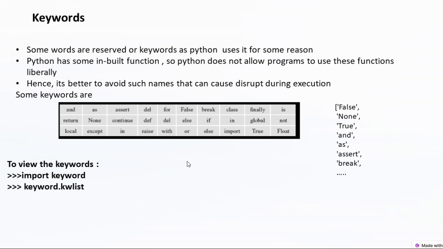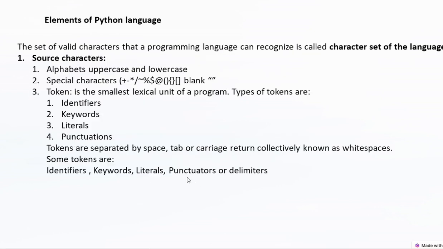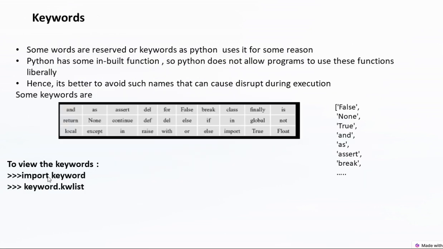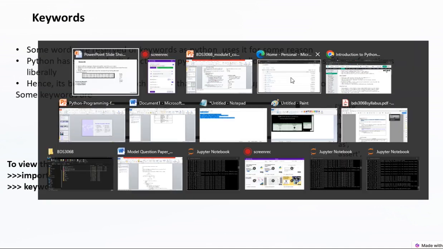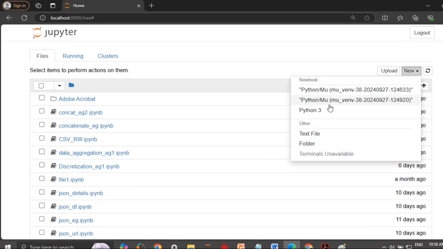For installation of Python, I'll give the link in the description box. So once you have installed it, as you're studying, try to execute to make it more meaningful. So the question is, how do I identify which is the keyword? What you have to type is import keyword and then give the statement keyword.kwlist. I'll be showing this now in the Jupyter Notebook. This is my Jupyter Notebook. I'll open a new script.